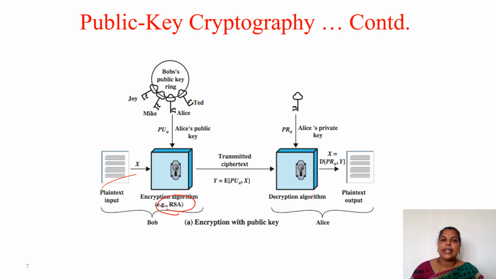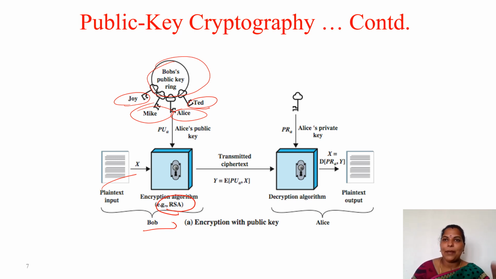So RSA is there. See here, this is Bob's public key ring. Bob is generating two keys, one private and one public. And Bob's public key ring is known to everyone. Joy can see it, Mike can see it, Alice can see it, Ted can see it. Even myself also can see it. You also can see the public key of Bob. Likewise, Alice also generated two keys and the public key of Alice is also seen by everyone.